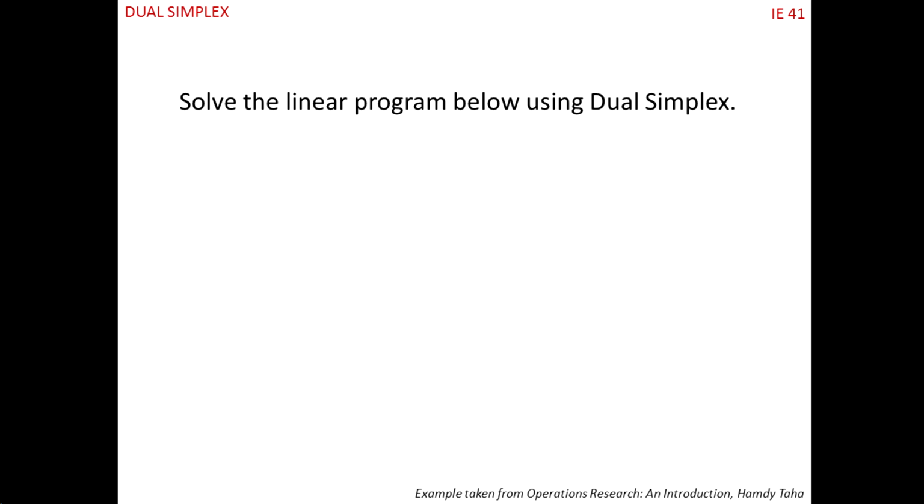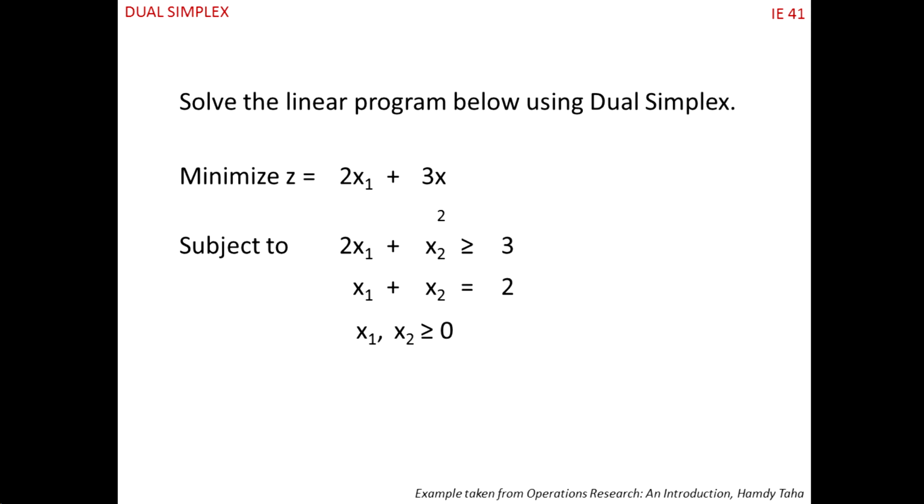Solve the linear program below using Dual Simplex. Minimize z = 2x1 + 3x2 subject to 2x1 + x2 ≥ 3, x1 + x2 = 2, and all the x's are greater than or equal to 0.